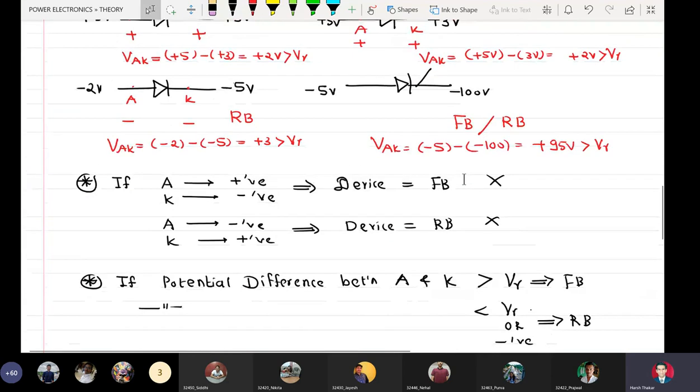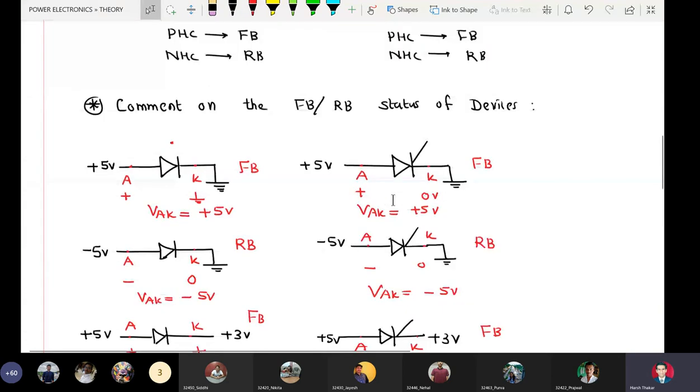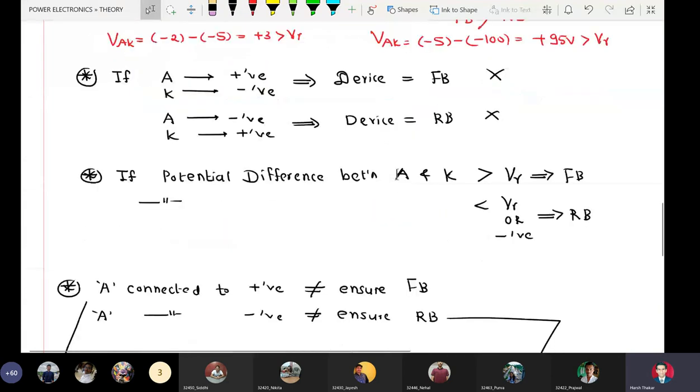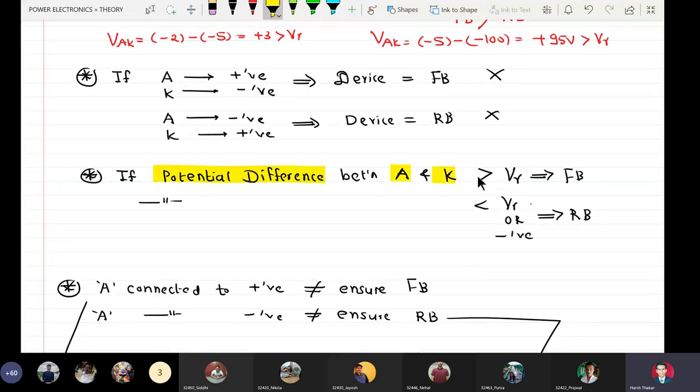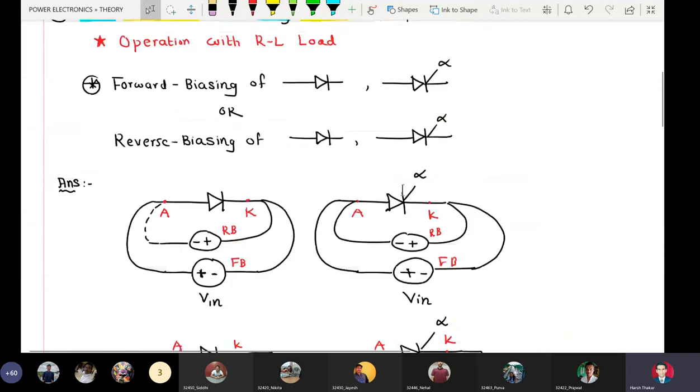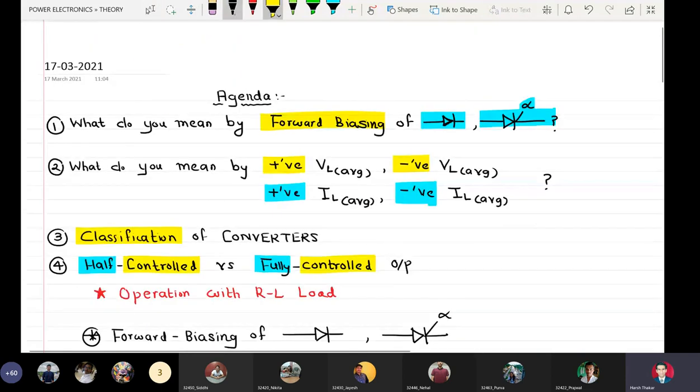Okay, so the correct definition of forward and reverse biasing is this: if potential difference between anode and cathode is greater than the cut-in voltage, it is forward bias; less than cut-in voltage or negative, it is reverse biased. Okay, so thus we cover the first point here.